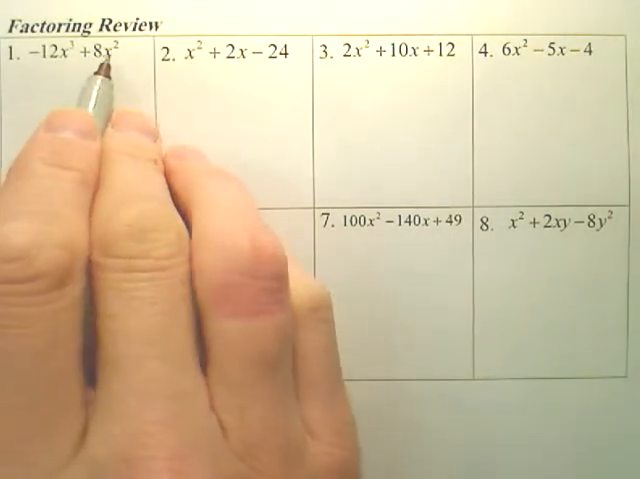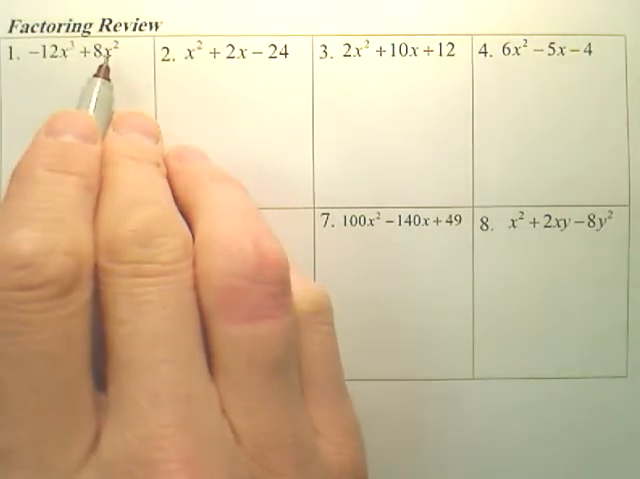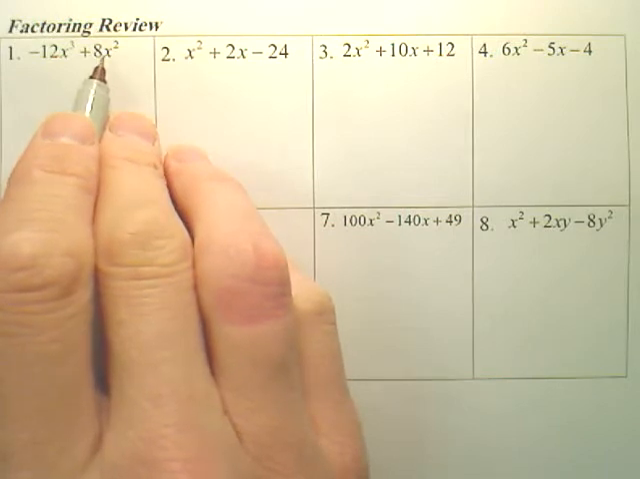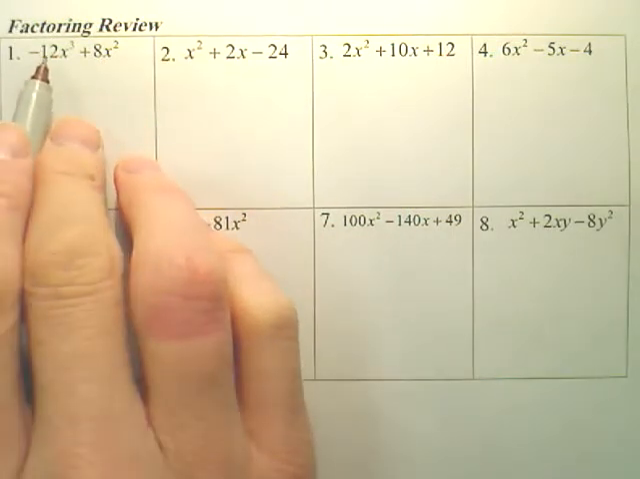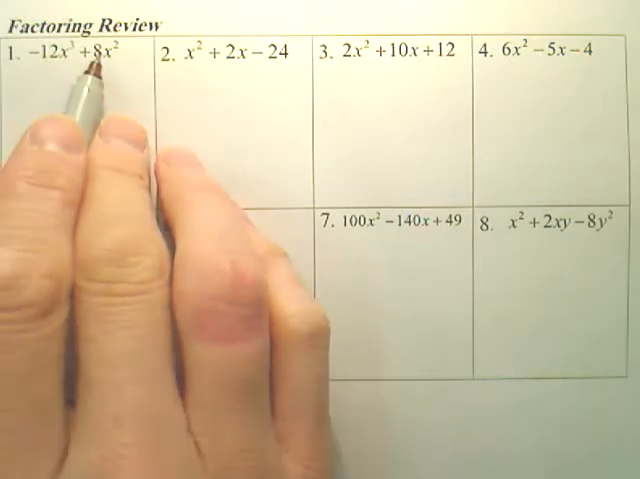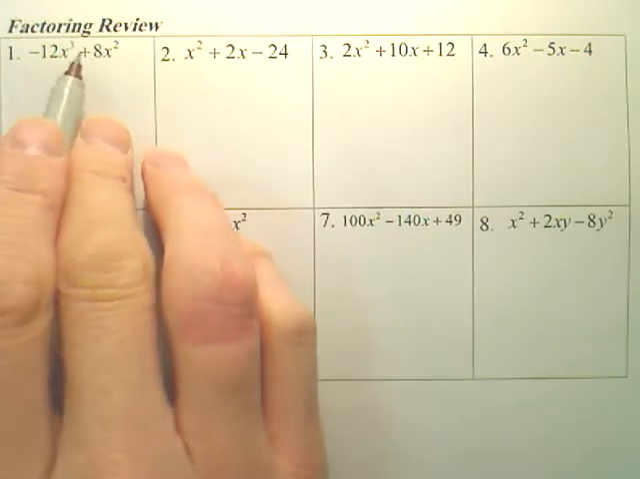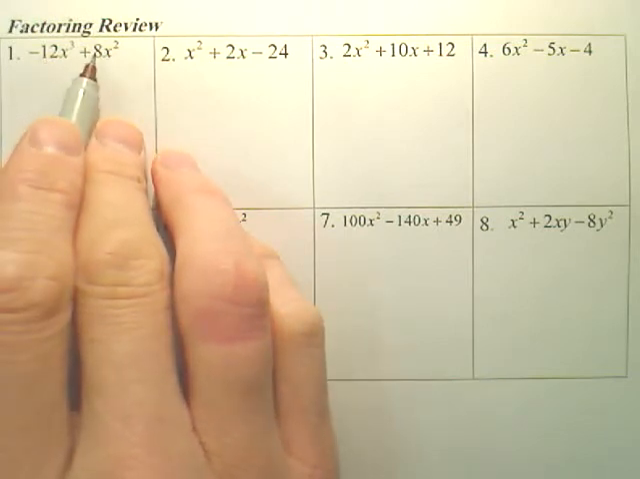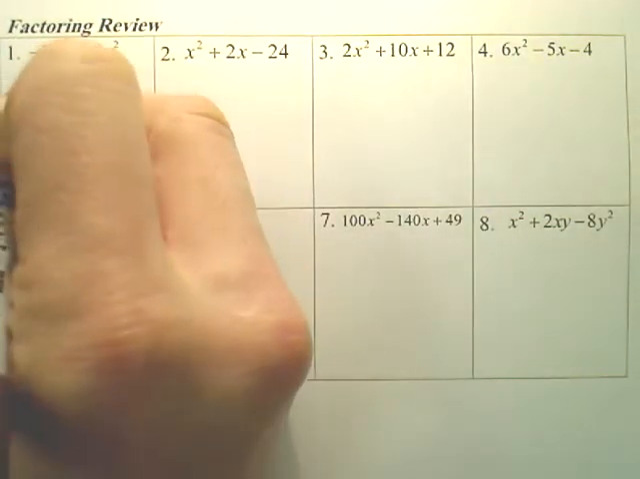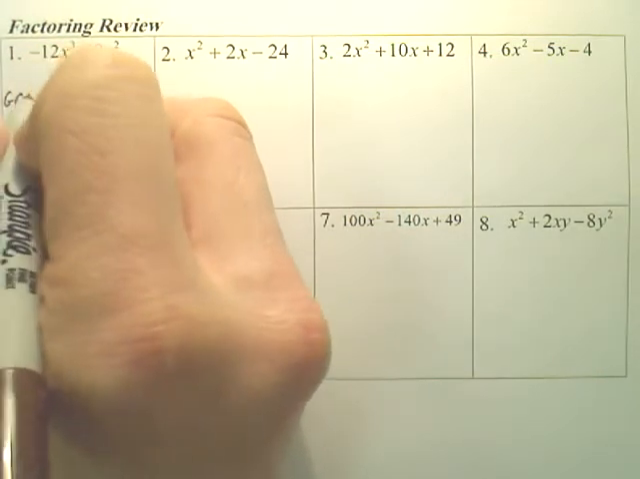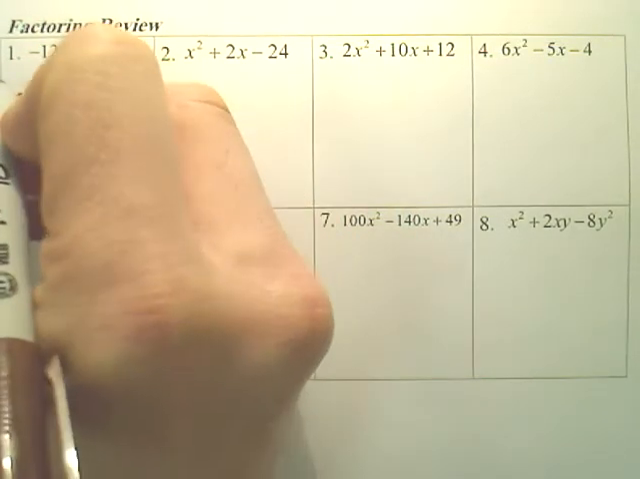Let's factor this one. The first thing you do in all factoring problems is look for the greatest common factor. So we're looking to see if there's a number and x's that go into both of these. If we look at the biggest number that goes into both 12 and 8, well, 2 goes into both of them, but so does 4. Does anything bigger than 4? No. So my GCF, called the greatest common factor, is going to be 4.